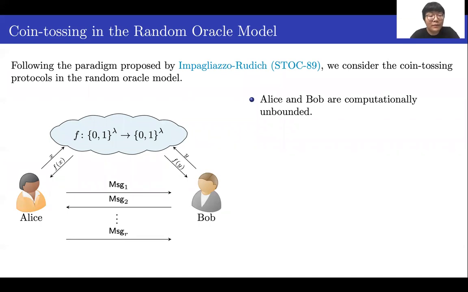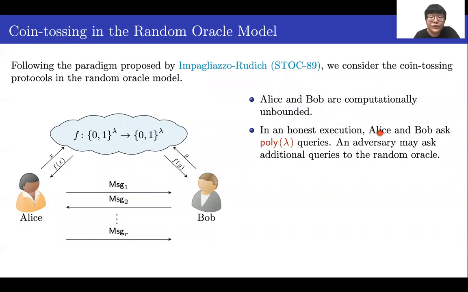So following the paradigm proposed by Impagliazzo and Rudich, we consider the coin tossing protocol in the random oracle model. In this model, Alice and Bob, besides just talking to each other, also have black box access to a random oracle, which is just a function that takes a lambda-bit string as input and outputs a lambda-bit string, where lambda is the security parameter. So in this world, Alice and Bob are computationally unbounded.